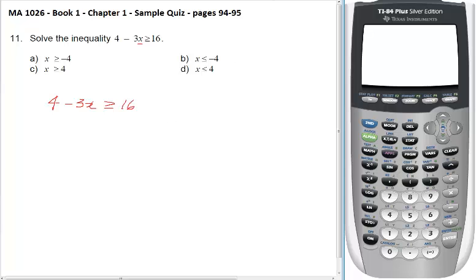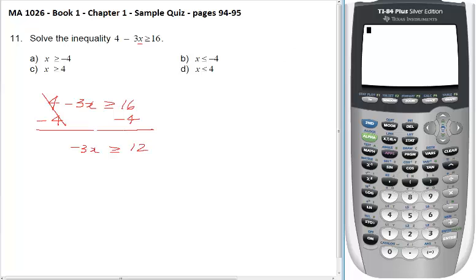Well, first thing, we treat it like any normal equal sign, right? So we solve for x. So we subtract 4 from both sides, right? Now, some people do it like this. They'll draw a line, subtract 4 from both sides. Minus 3x is greater than or equal to 16 subtract 4, which of course is 12.